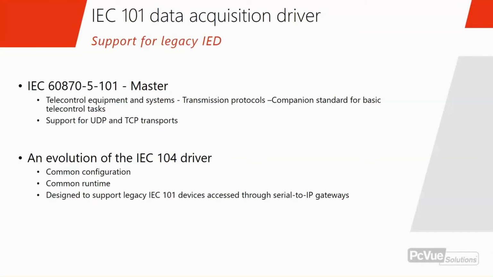All right. So it means that if you have 101 devices using a serial-to-IP gateway, then you will be able to connect those 101 devices using PcVue.